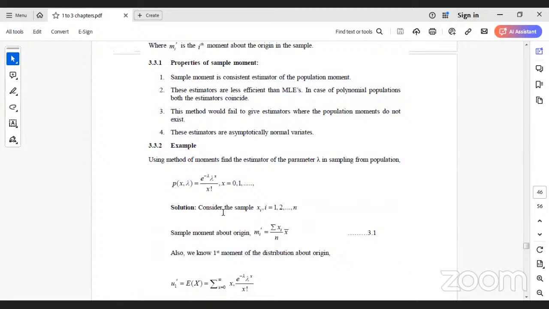The sample moment about the origin, m1' = summation of x_i by n = x bar. We know the first moment of the distribution about the origin, mu1' = summation of x_i by n = x bar. That is, mu1' = summation over x = 0 to infinity of e^(-lambda) lambda^x by x!.